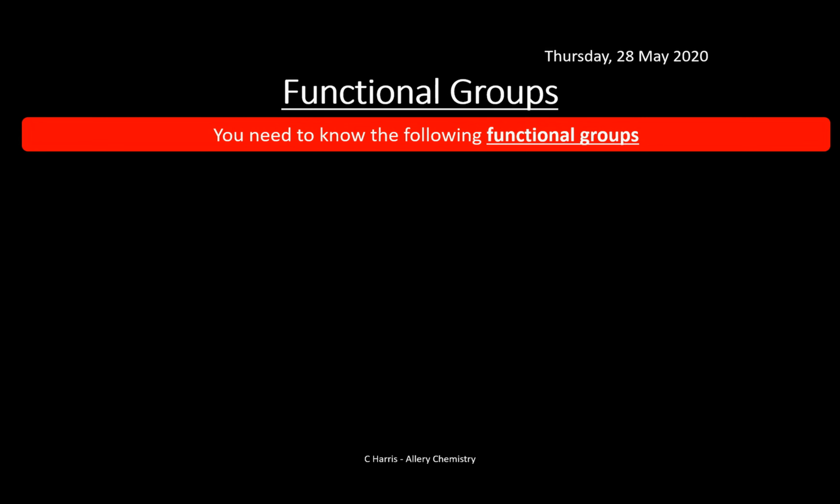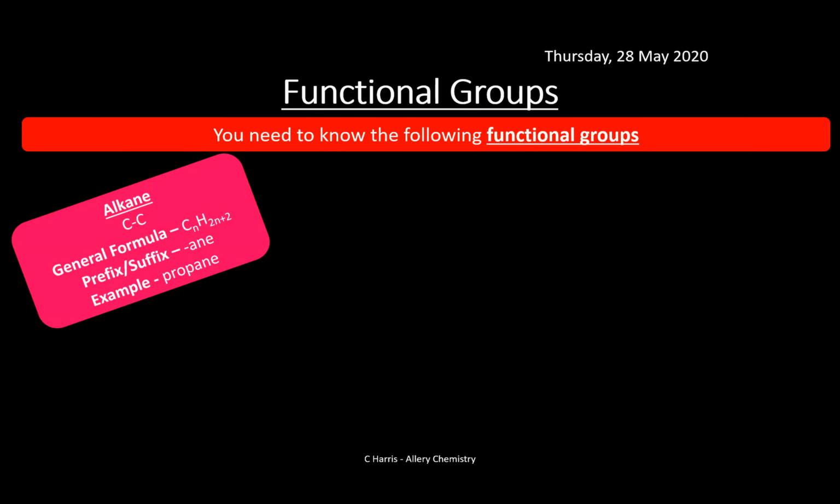AS, so year 1 and year 2. Okay, this AS still exists, but A2 doesn't, so it's just A level. Right, anyway, stop ranting. So, alkanes. General formula CnH2n+2, pretty straightforward. We have an -ane at the end, so alkane, example is propane for an alkane, okay.